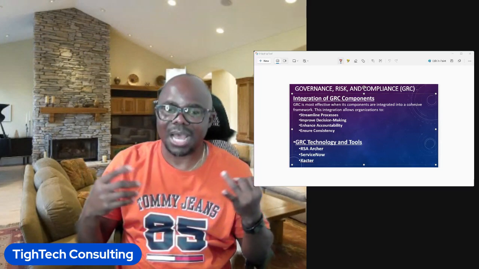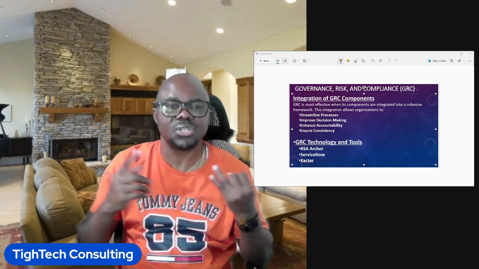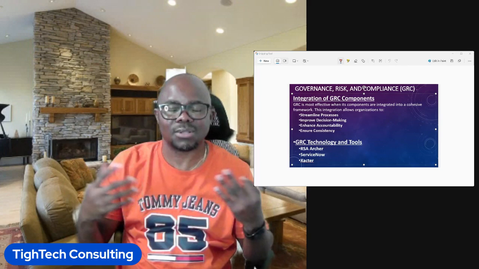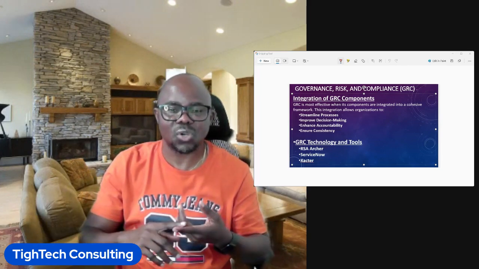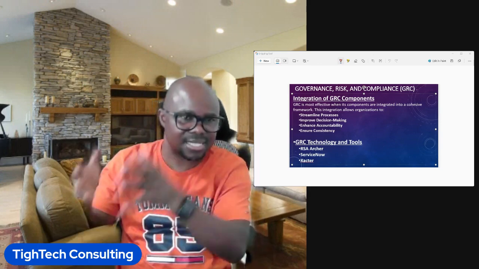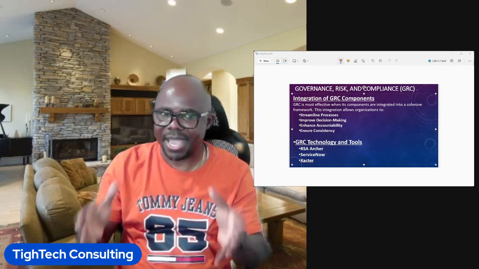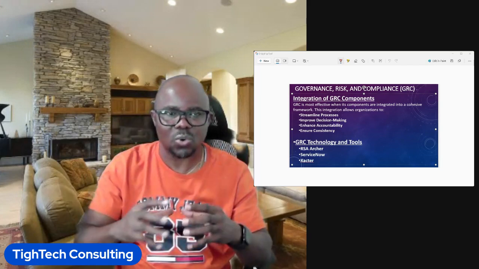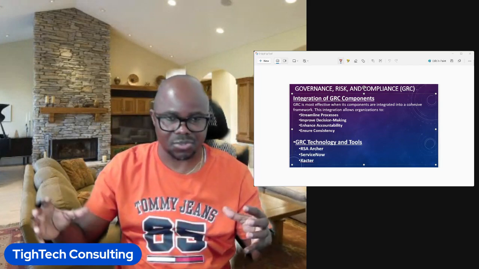This integration will allow organizations to improve their decision making. This integration will allow organizations to enhance accountability. And this integration will also ensure that organizations are consistent. So it is always good to integrate your GRC process.